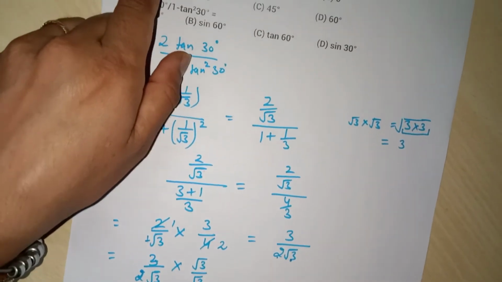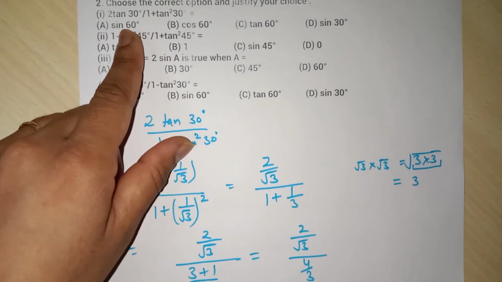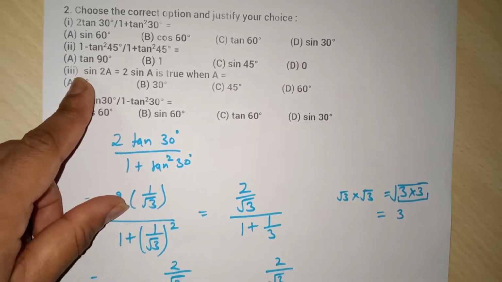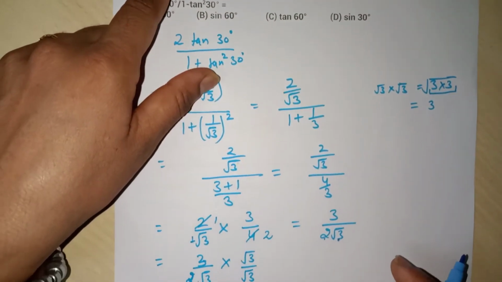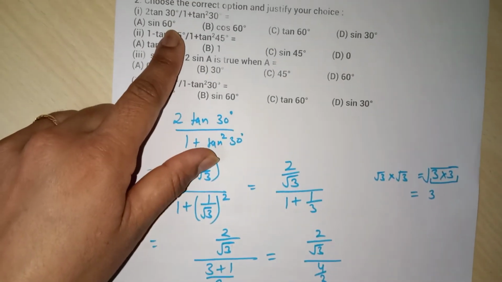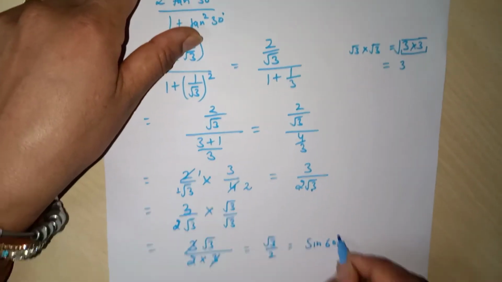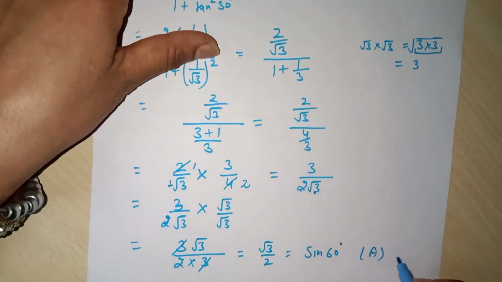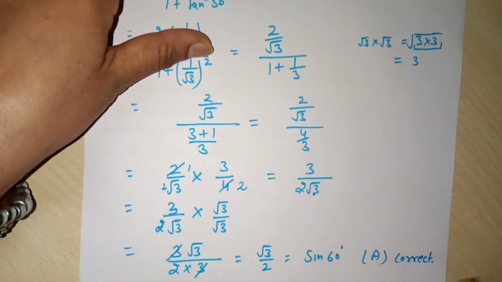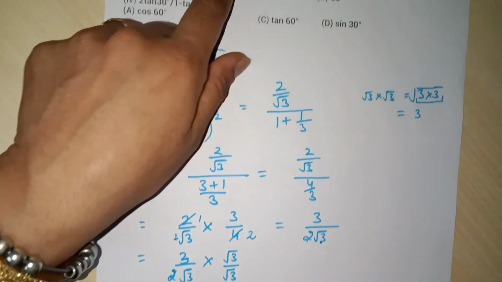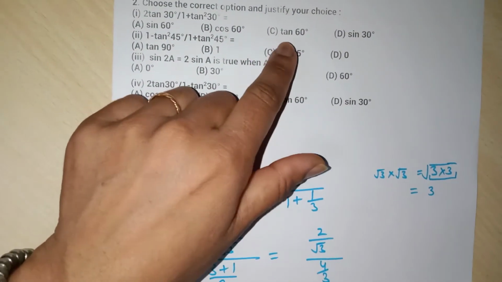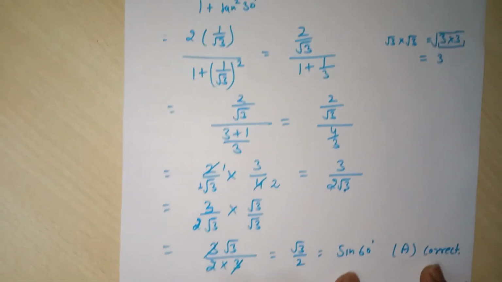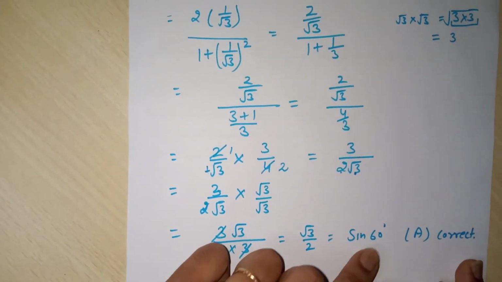Now here we have given the option sin 60 degree and we know that the value of under root 3 by 2 comes as an answer only at the value of sin 60 degree. So it is equal to sin 60 degree. So our A option is correct here in the first part, because cos 60 degree is equal to 1 by 2, tangent 60 degree is under root 3, sin 30 degree is equal to 1 by 2. So our correct option is first A.